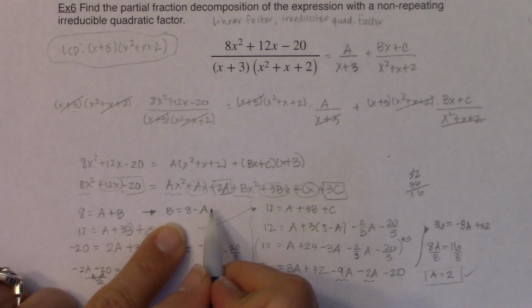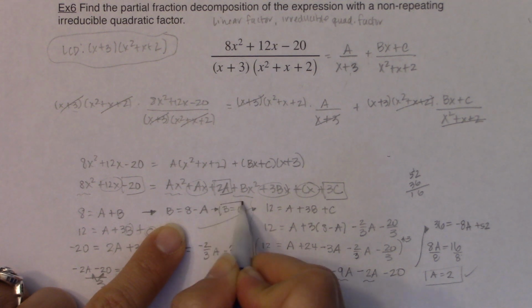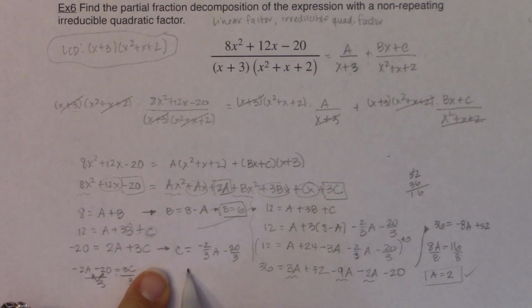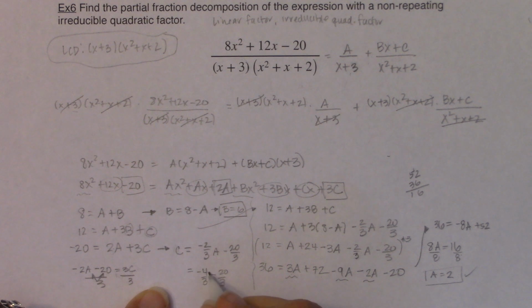Now I can go find b. So from here, I realize b is 8 minus 2, so b is 6. C is going to be a little bit funkier, so let's try this. If a is 2, this is going to be 2 times negative 2/3 is negative 4/3, minus 20/3. Luckily, those are fractions with common denominators. Negative 4 minus 20 is negative 24/3, and negative 24 divided by 3 is ultimately going to be negative 8. So C is negative 8, right? So I have A is 2, B is 6, C is negative 8.